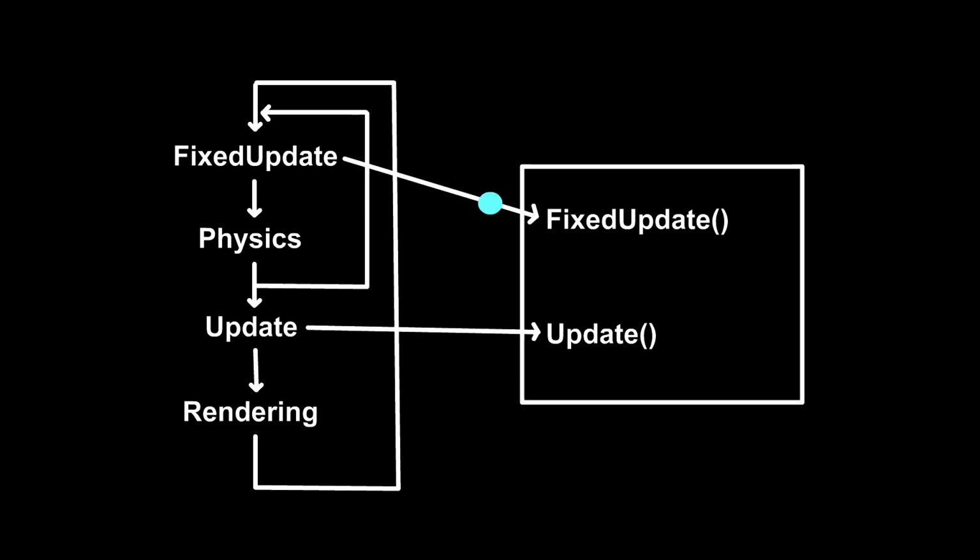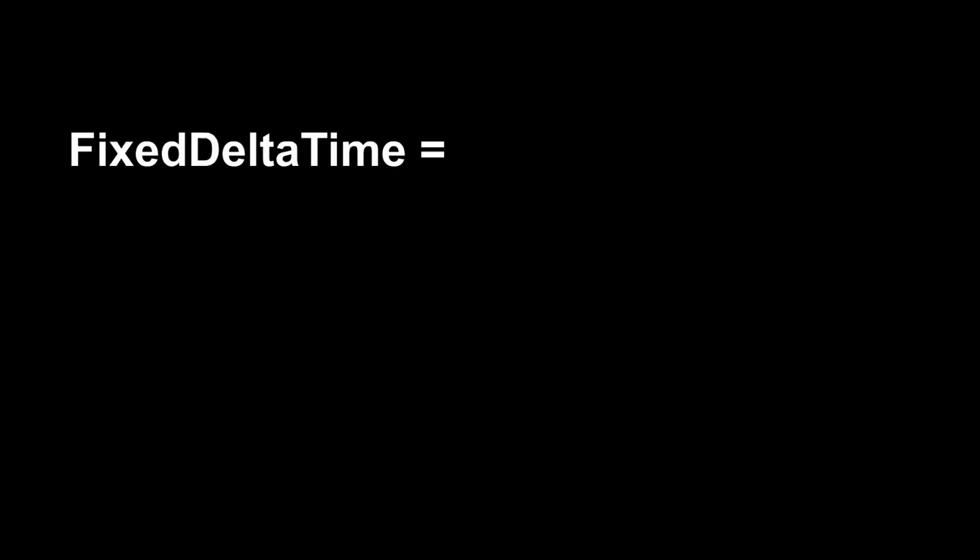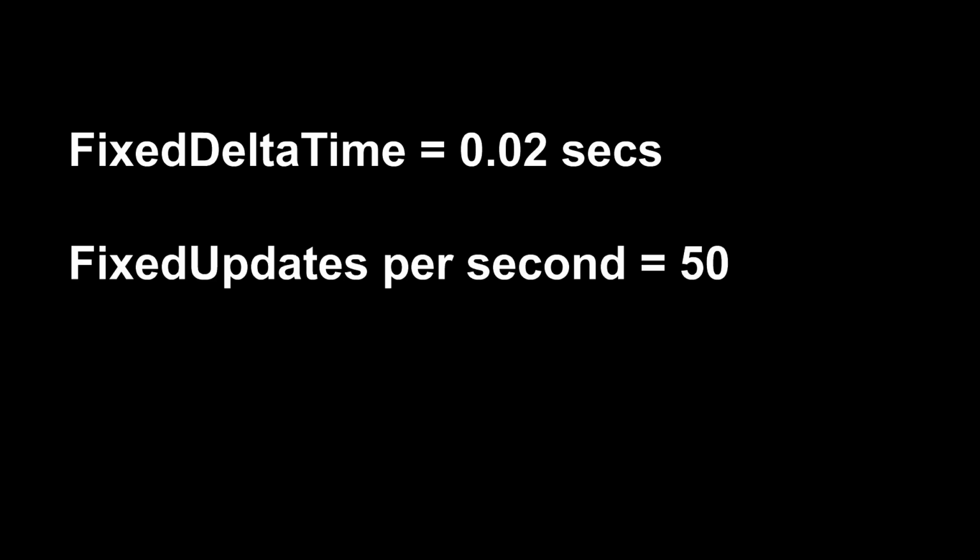Two main ways to hook into the Unity event loop. One is update and one is fixed update. Peaceful Pi hooks into fixed update. Now, by default, fixed delta time is set to 0.02 seconds, which is 50 frames per second. So that means that the maximum number of network requests the Peaceful Pi would be able to handle by default would be 50 requests per second.